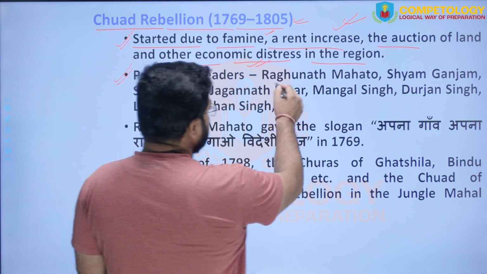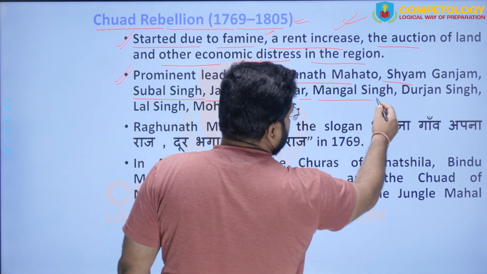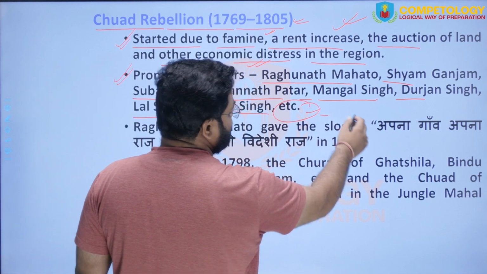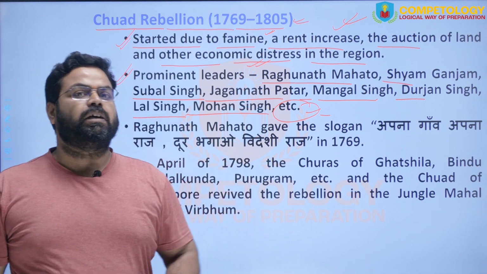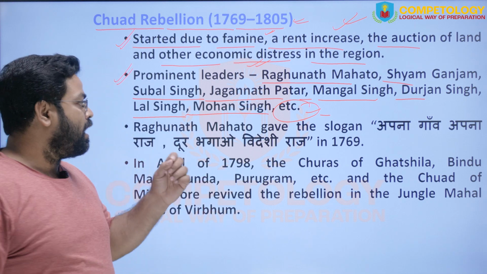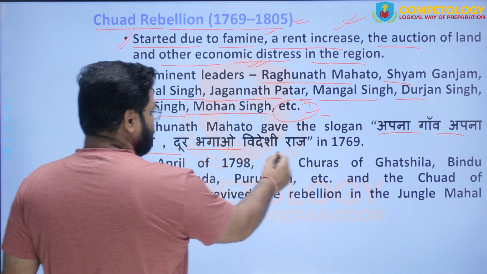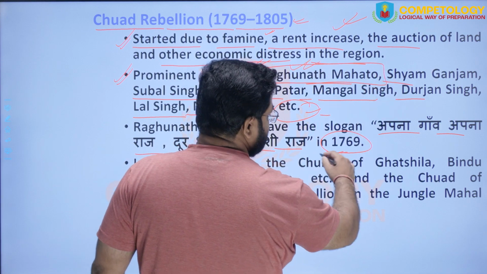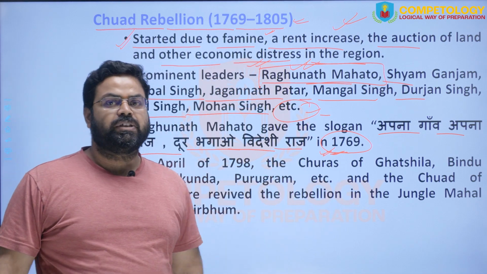And who were the leaders? Raghunath Mehto, Syam Ganjam, Subal Singh, Jagannath Patar, Mangal Singh, Durjan Singh, Lal Singh, Mohan Singh. So all these people were the leaders of this Chuad rebellion. However, the main leader of this Chuad rebellion was Raghunath Mehto, who gave the slogan Apna Gaon Apna Raj, Dur Bhagao Videshi Raj. So mug up this slogan. Who gave this slogan? Raghunath Mehto. In 1769, he gave this slogan Apna Gaon Apna Raj, Dur Bhagao Videshi Raj.